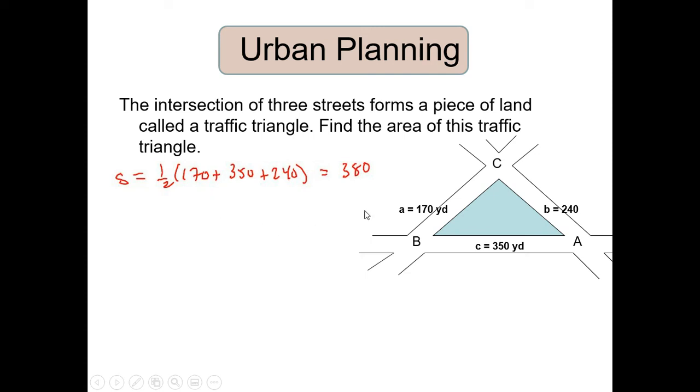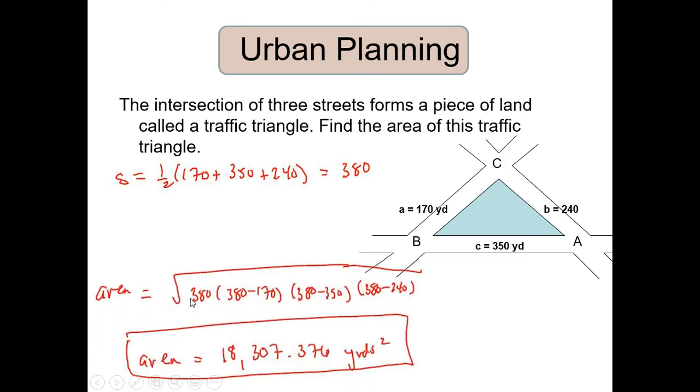So the semi-perimeter, 170 plus 350 plus 240 divided by 2, is equal to 380. Now, the area then is the square root of 380 times 380 minus 170 times 380 minus 350 times 380 minus 240. And if I plugged it into my calculator correctly, it's approximately 18,307.376 square yards. So quite a bit of area.